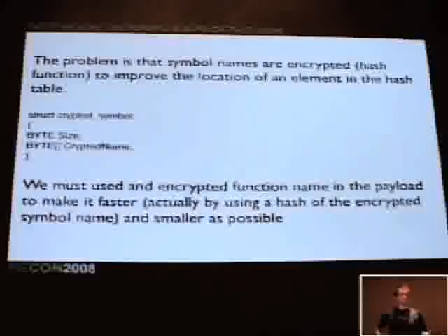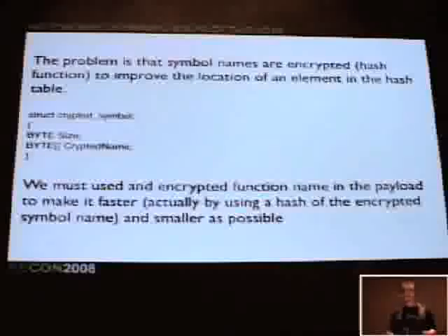The problem is that the symbol names are actually encrypted. It's not really encryption, it's more a hash function that is used, because the full symbol table is actually a hash table, and the encryption function is used to improve the hash table. So in the payload, we must directly use the encrypted function names to make the payload as small as possible.